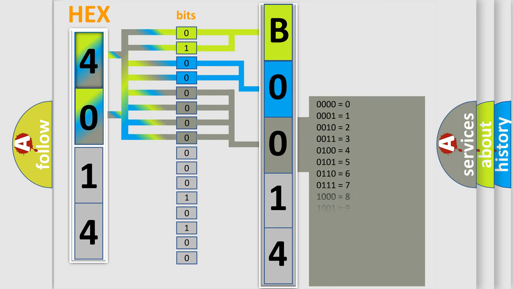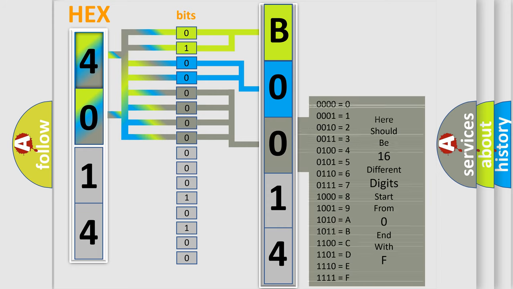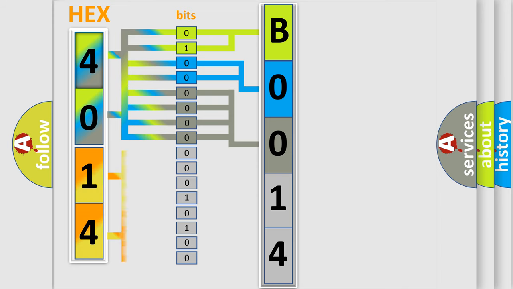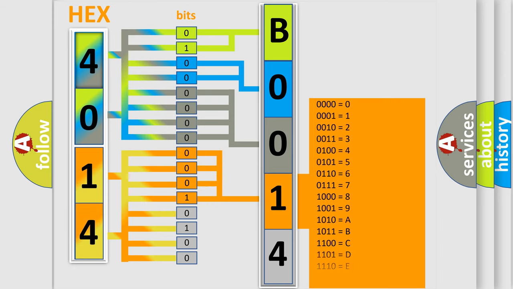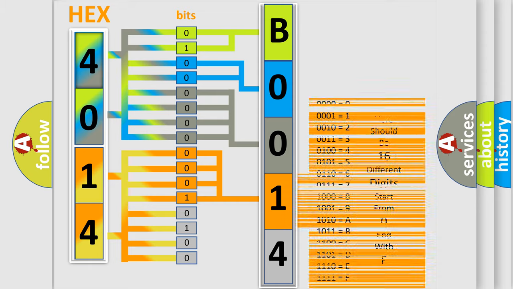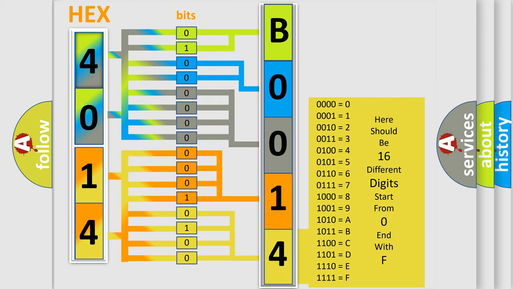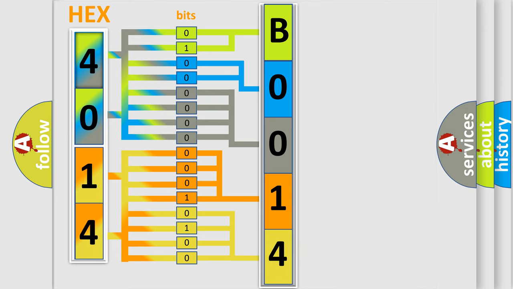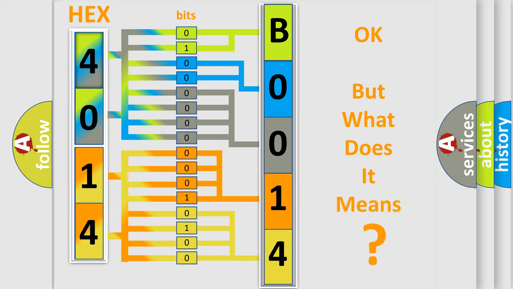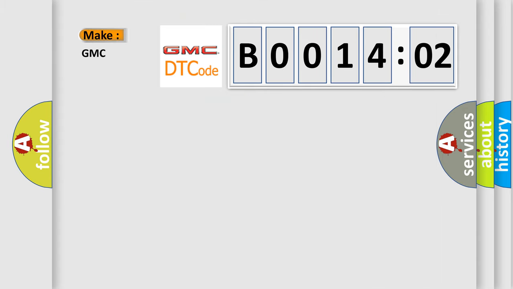The second byte is composed of a combination of 8 bits. The first 4 bits determine the fourth character of the code, and the combination of the last 4 bits defines the fifth character. A single byte conceals 256 possible combinations. We now know in what way the diagnostic tool translates the received information into a more comprehensible format. The number itself does not make sense to us if we cannot assign information to what it actually expresses. So, what does the diagnostic trouble code B0014-02 interpret specifically for GMC car manufacturers?